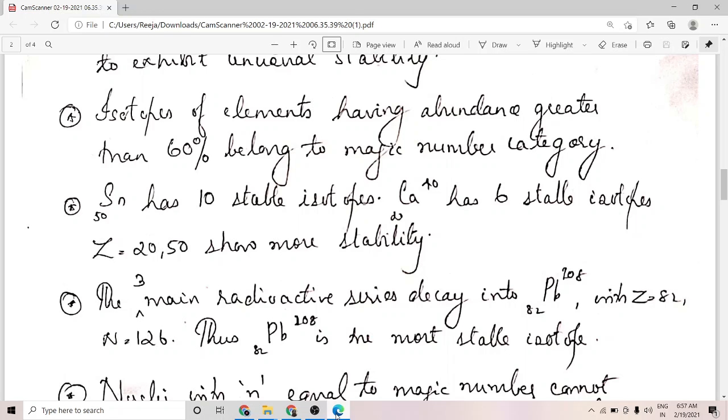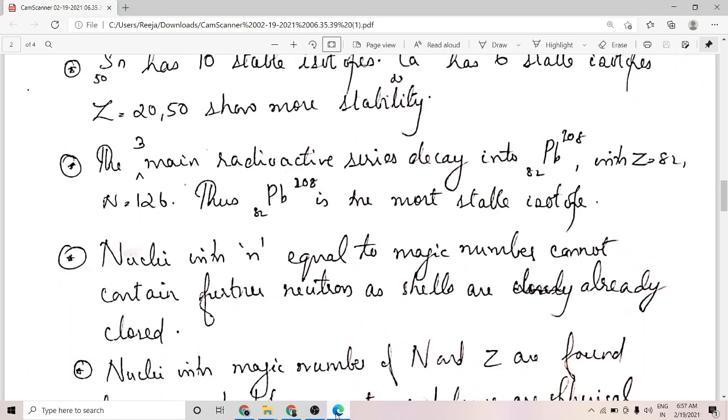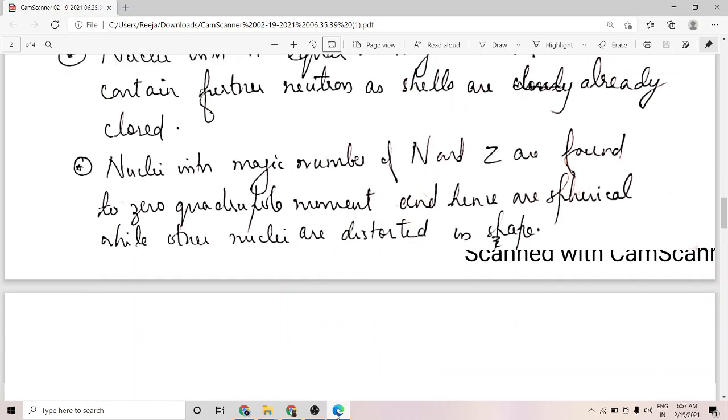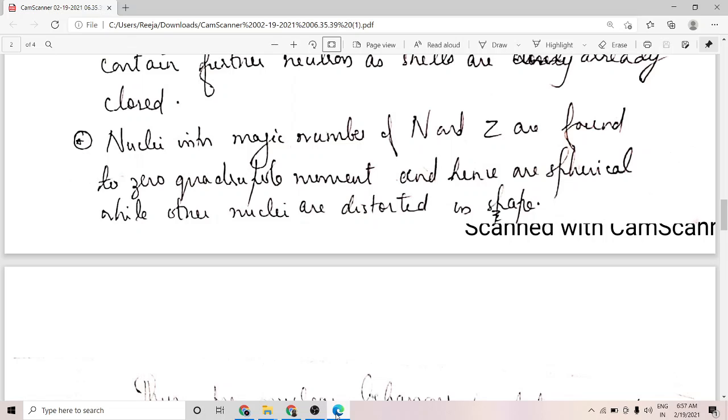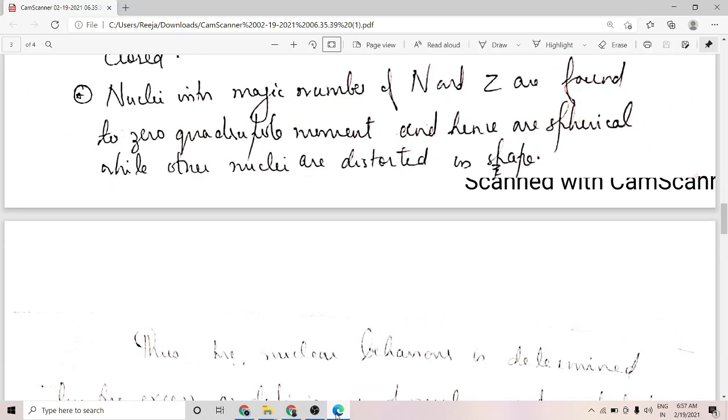and neutrons. Now, there are three main radioactive series that decay into lead 82 to 08 with Z equal to 82, that is number of protons 82 and number of neutrons 126. Both these numbers belong to the magic number category. So lead 82 to 08 is a very stable isotope. Then nuclei with N equal to magic numbers cannot contain further neutrons as the shells are already closed. Nuclei with magic number of N and Z are found to have zero quadrupole moment, and hence are spherical, while the other nuclei are distorted in shape.